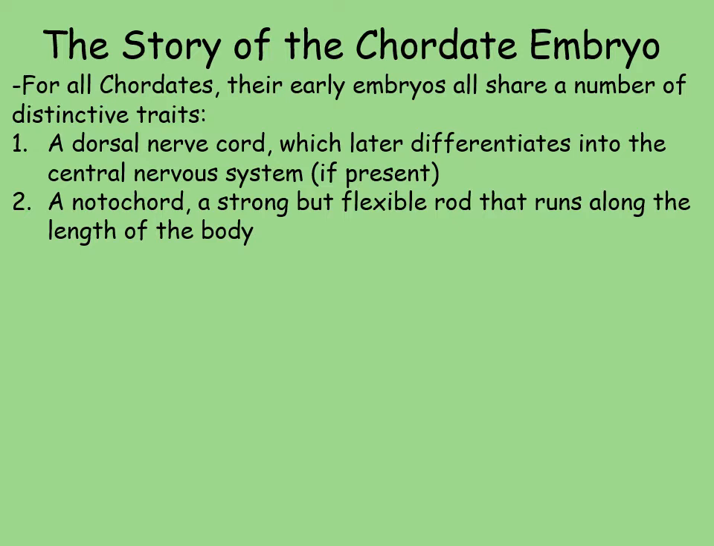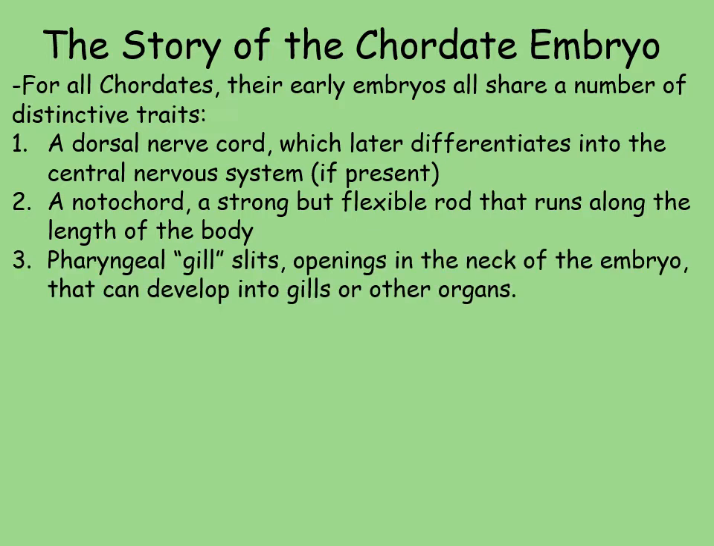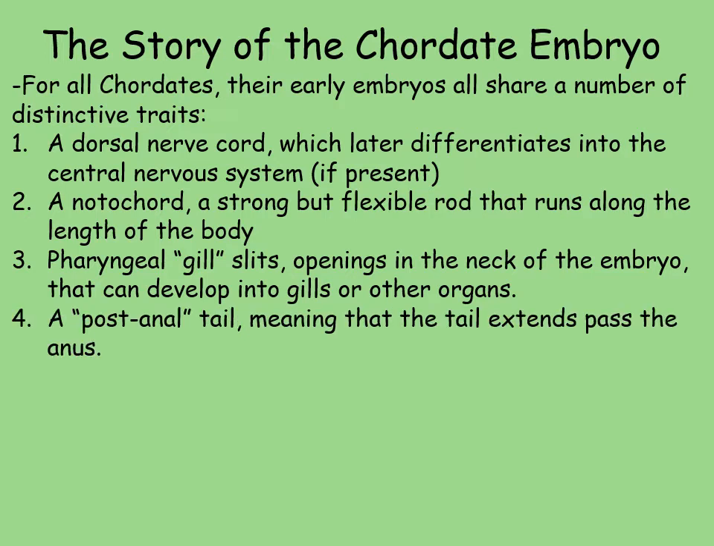So the brain would also develop from this nerve cord. There's also a notochord, which is a strong but flexible rod that runs along the length of the body. And if it's present, it's used for structural support, for maintaining the structure of the body. There are also pharyngeal gill slits, openings near the neck of the embryo that can develop later into gills or other kinds of organs. But there are some types of repeated openings on the neck of the embryo. And there's a post-anal tail, so there's a tail that extends beyond the anus.